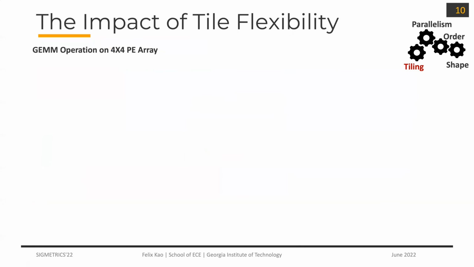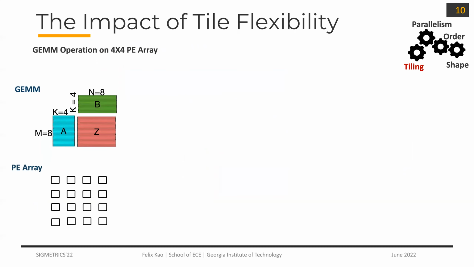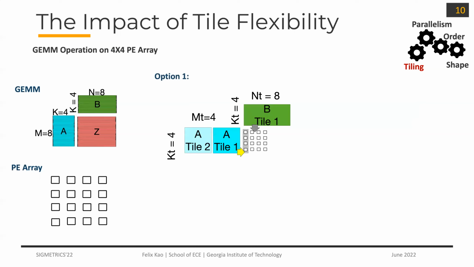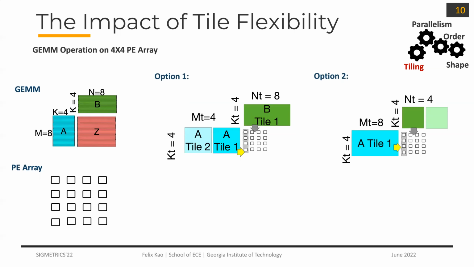Here we have two examples of tiling. For simplicity, we assume a GEMM workload and focus on the PE array. Here, A represents input, B represents weight. We assume weight stationary, meaning we prefetch the weight and stream in the input. Now let's see what the different tiling options could be. In option 1, we tile A into two smaller tiles. In option 2, we tile B into two smaller tiles. Let's see what the performance implication is.